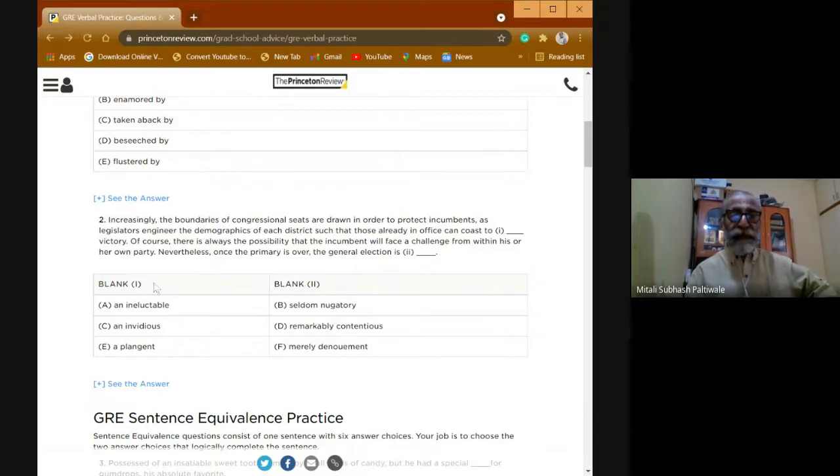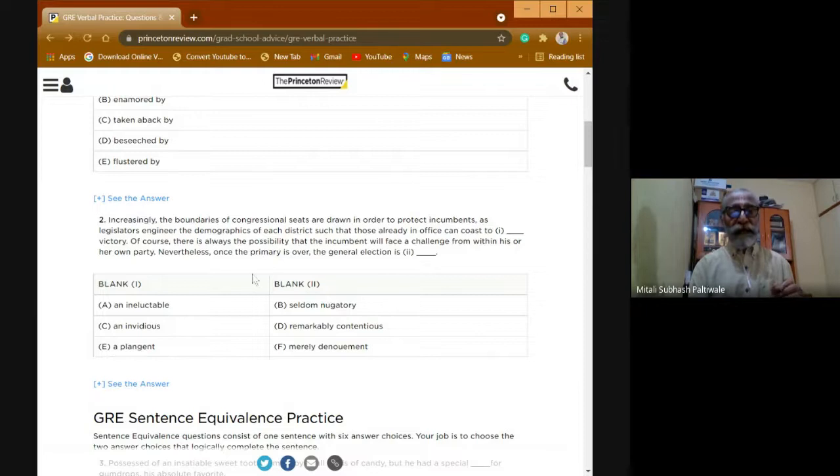As I had already told you, there will be a different set of choices of answers for each blank. You can see here blank 1. These are the set of answers, that is A, C and E. For blank 2, the answers are B, D and F. In the same way, if there are 3 blanks, then blank 3 will have G, H, I. So you will get a different set of choices for each blank, so that you will not get confused about which answer to pick for which blank. Okay. Now, let us understand the question and try to fill in the answer for the first blank.